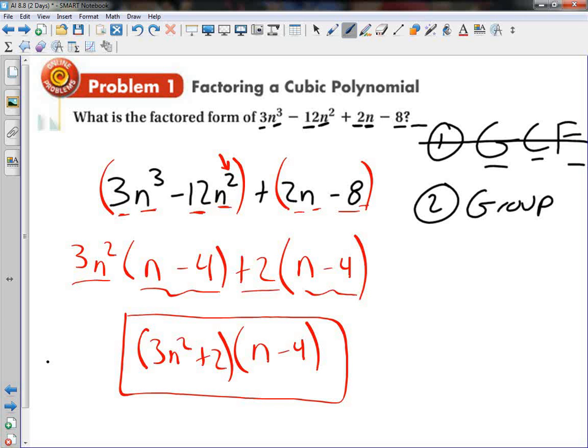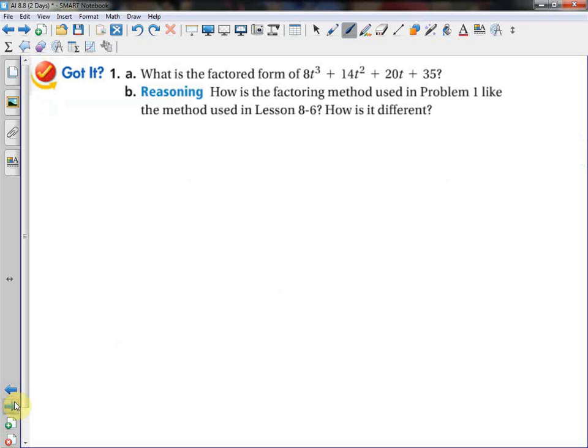Okay, so we tried GCF first, that didn't work. Second step, group them. All right, here's one for you to try. Do the same thing. Look for GCFs, then grouping.